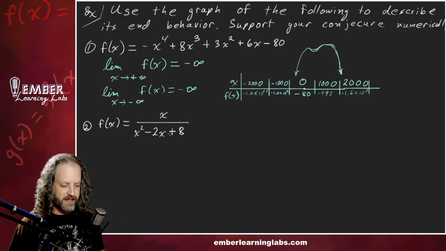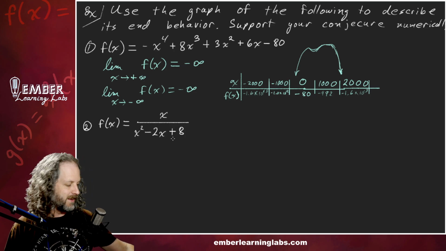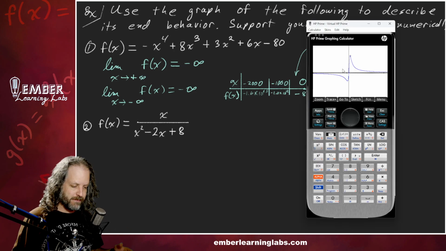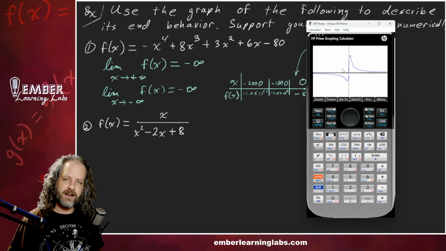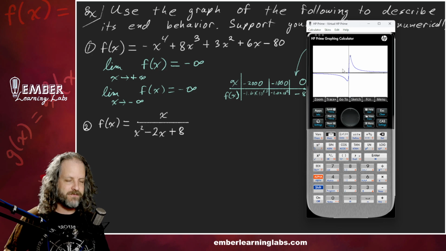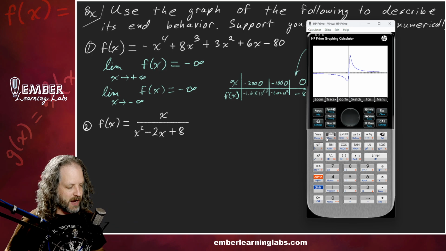Okay, let's look at this one. I'm going to pause and come back again. You punch it in, and when we graph it, it looks like that. I did the same zoom trick: I did auto scale and then zoomed out a few times, just to make sure we're getting a good feel for the graph and what it looks like.